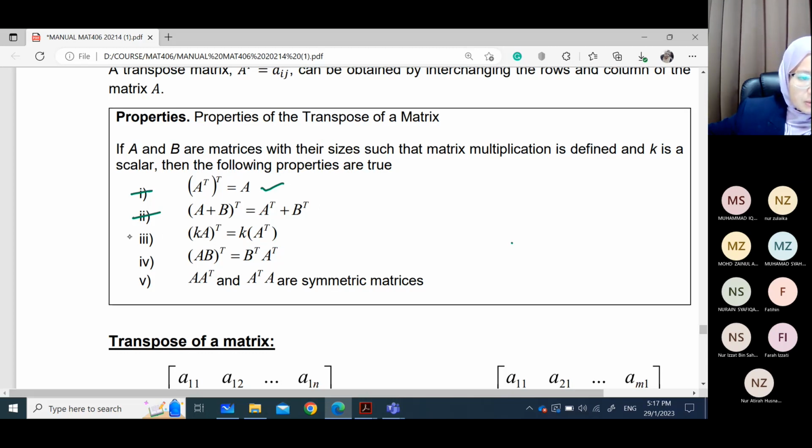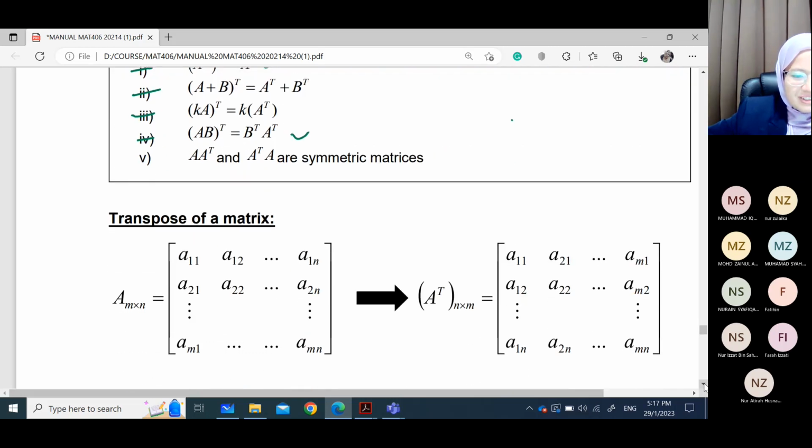So A plus B, addition between two matrices, A plus B transpose, it is equivalent with A transpose plus B transpose. Okay, so yang ketiga, K is a scalar. KA transpose, it is equivalent with K multiply with A transpose. Sama je. Okay, so untuk AB transpose, it is equivalent with BT times AT. So T tu maksudnya transpose. Tukaran daripada row kepada kolom, kolom kepada row. Okay, so kita tengok apa maksud transpose.